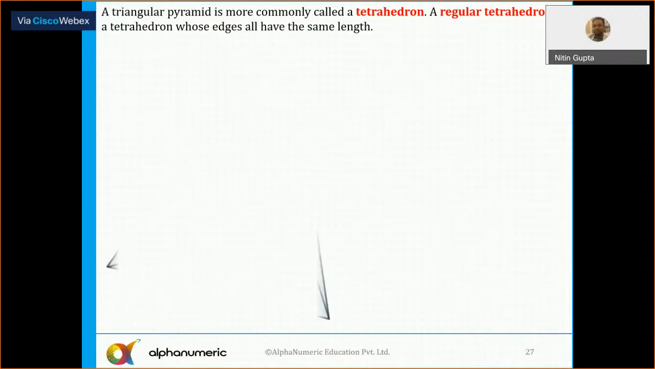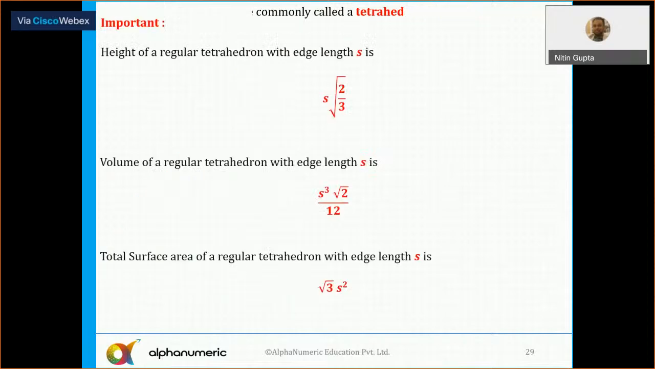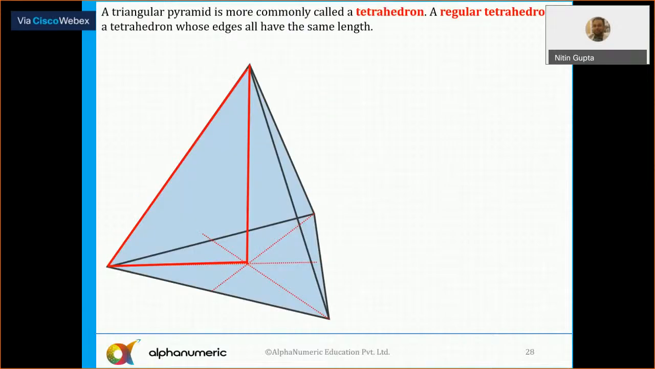Now, the triangular pyramid. A triangular pyramid is basically known as the tetrahedron. So this is my triangular pyramid where all the faces are triangles, and it will be known as a regular tetrahedron if all the four faces are equilateral triangles.